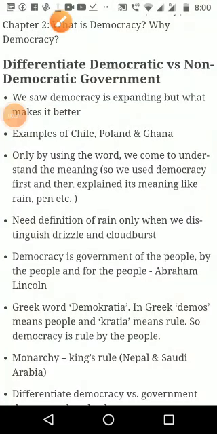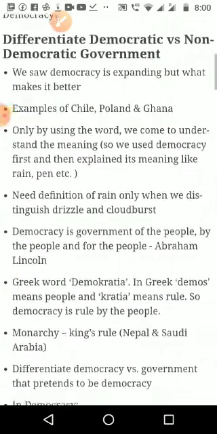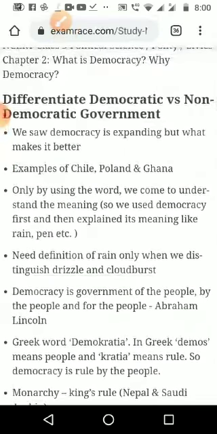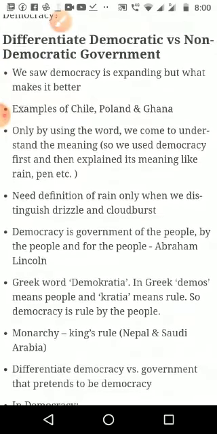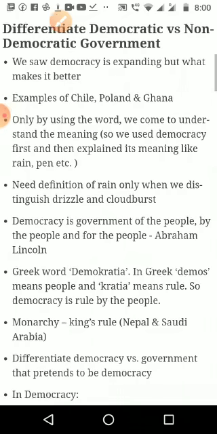Very good morning, students. Today we are going to revise the first lesson of civics, that is, What is Democracy? Why Democracy? Okay, differentiating democratic and non-democratic government is the first topic of the lesson. We saw democracy is expanding, but what makes it better?